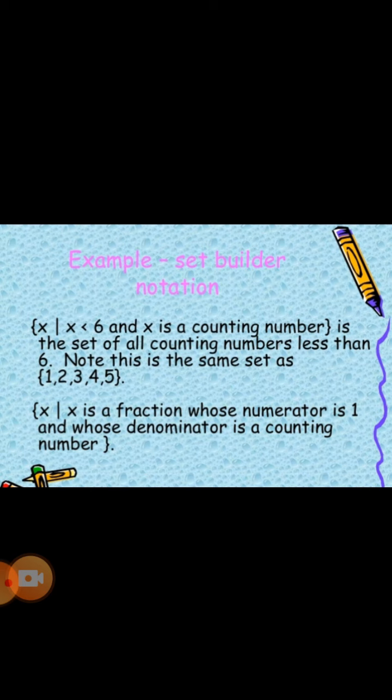Next we have an example of set builder form: x such that x is less than 6 and x is a counting number is the set of all counting numbers less than 6. Note this is the same as the set {1, 2, 3, 4, 5}.